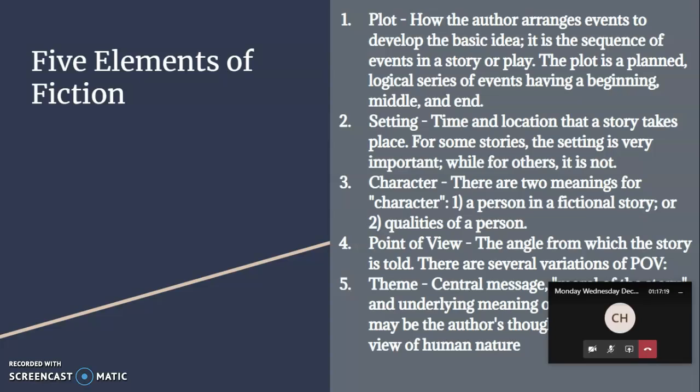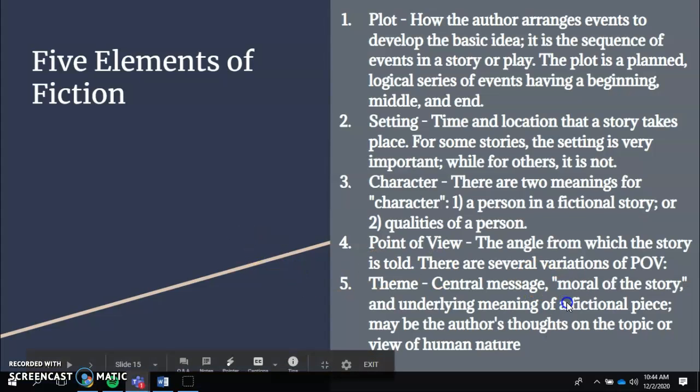And then also point of view can also mean perspective. But when we're talking about fiction, we're talking about point of view as far as narration, okay? And then we have theme. We know theme is the central message, the moral message of the text, okay? It's the moral message of the text. In our previous video, we said the unifying idea, and those are the same things, okay?